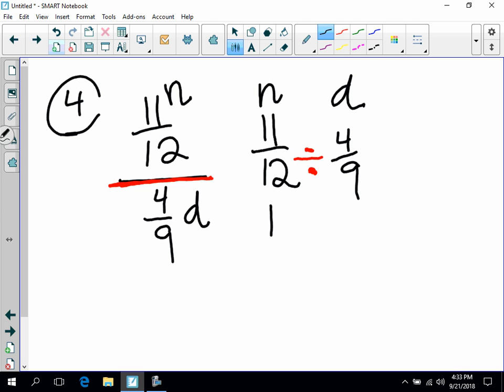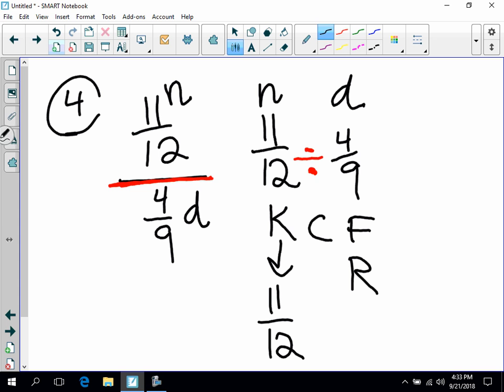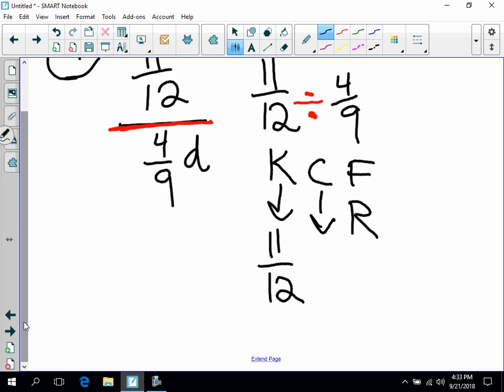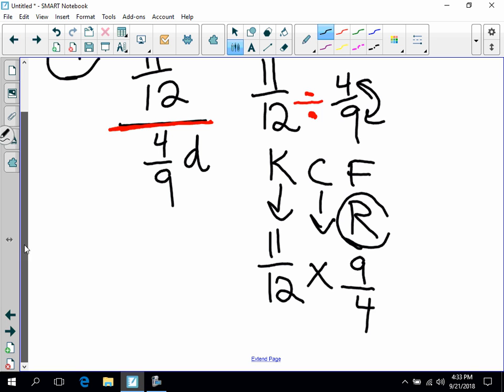Next, I write the letters K, C, F, or you could write K, C, R. K is for keep. I keep the 11 twelfths. C is for change. I change the division symbol to a multiplication symbol. We'll use the reciprocal this time. The reciprocal of 4 ninths is 9/4. You could also think of it as flipping. You're trading the numerator and the denominator.